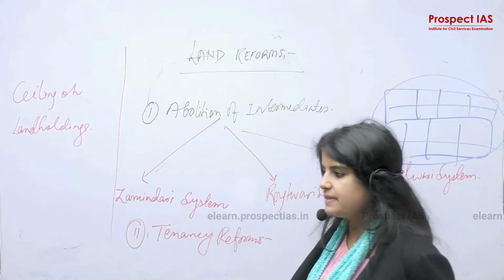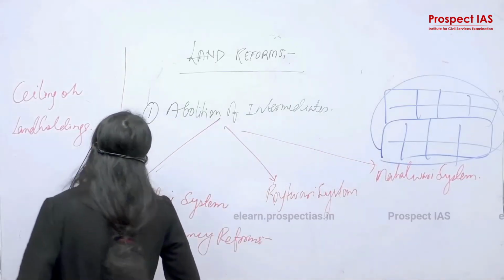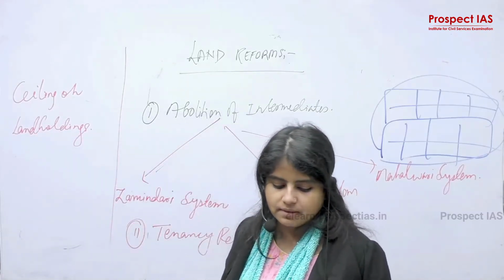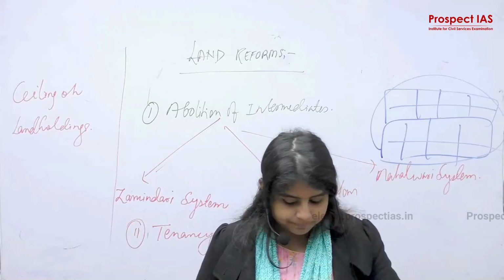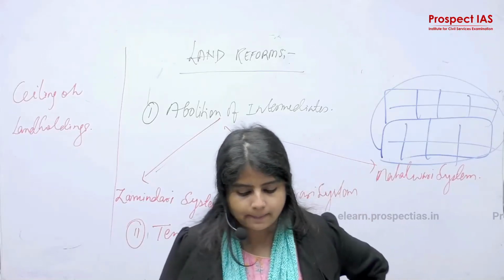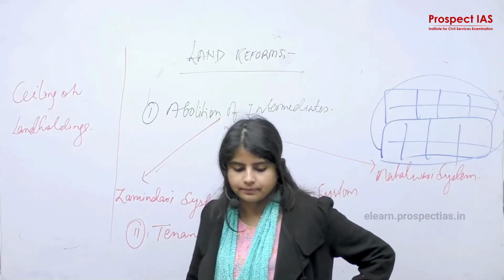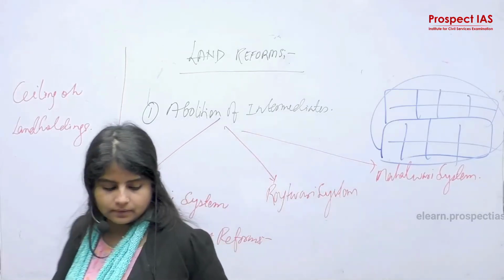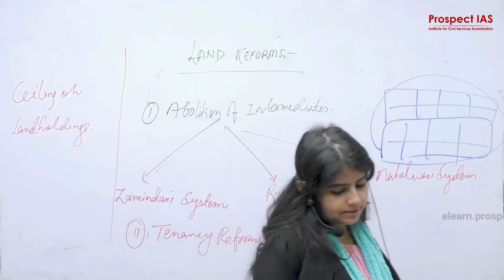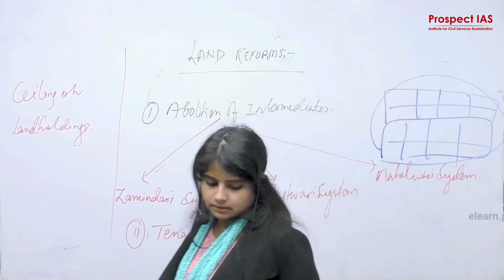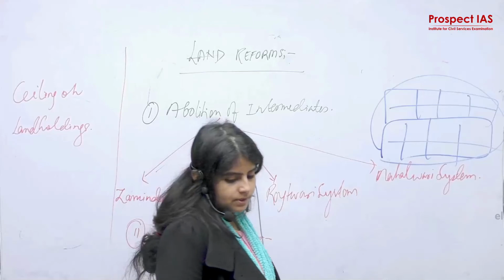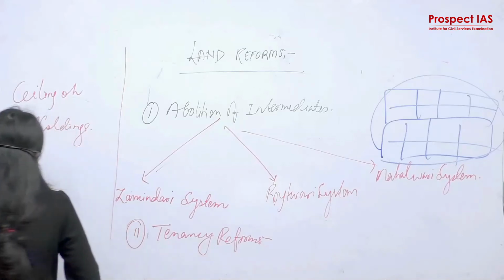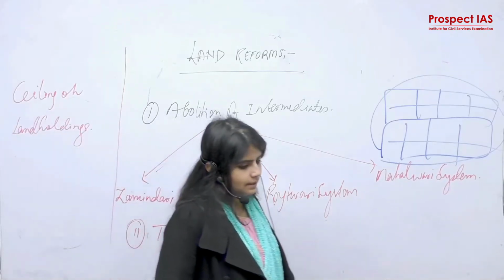So imposition of sealing on land holdings and distribution of surplus land among landless laborers was the most important objective of sealing of land holdings.